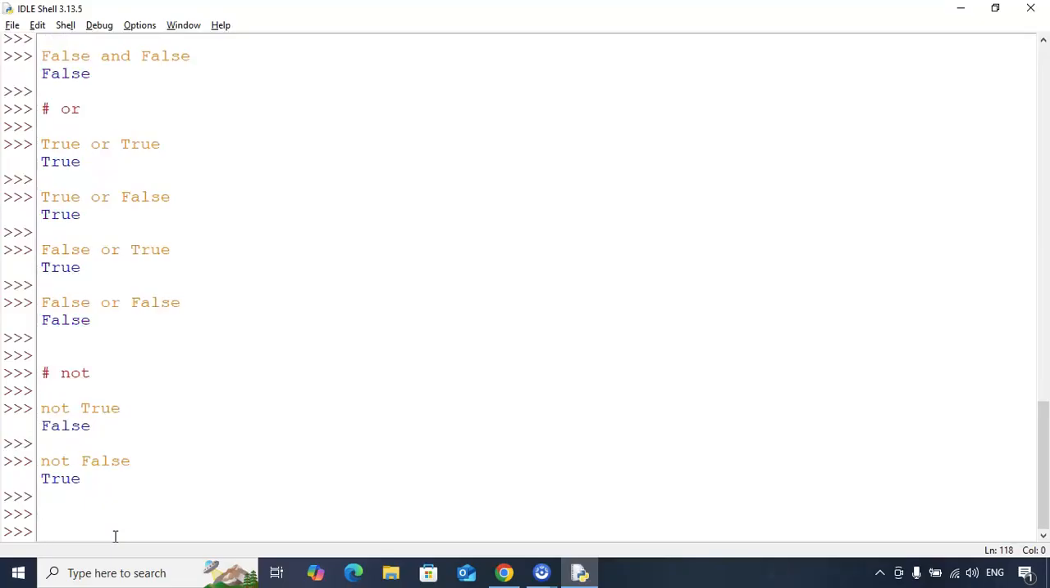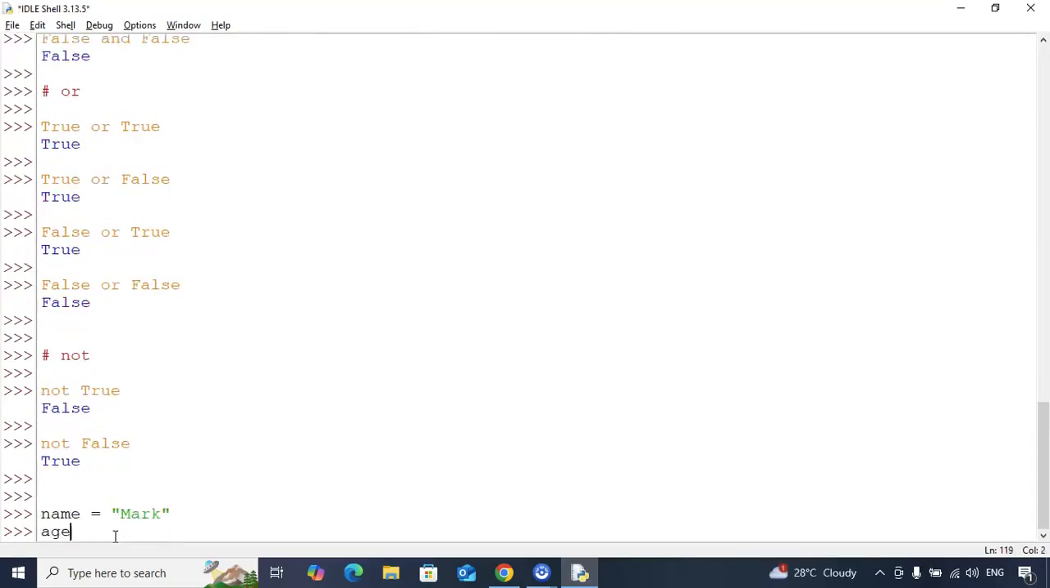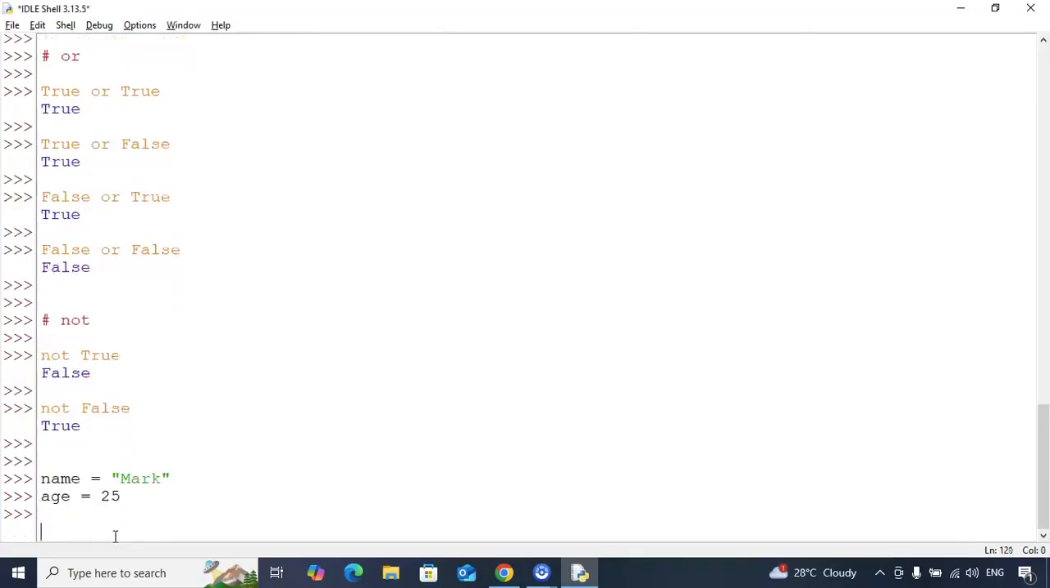Let's take the example of Mark and the age that we took. So let's say name is equal to Mark, and age is equal to 25. Now, as I said earlier, logical operators enable us to combine multiple conditional statements or conditions together and then give us a true or false. So we can combine two conditional statements. Let's check name equal to Mark and age greater than or equal to 18. What we are checking is if the name is Mark and if Mark is an adult.